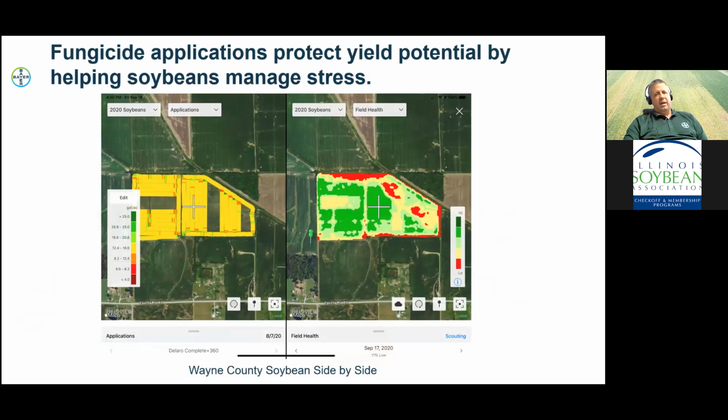So I just have an example here of how this all comes together to protect the yield potential of the crop. Here is an example of some field view images of a field that had split application of fungicide. Right away, we start looking at the field health maps. We can see a big difference. This is about a month after the application. We can see a big difference in the field health, where the part that had fungicide applied was much healthier and stayed greener. And in most cases, that's going to translate to yield.